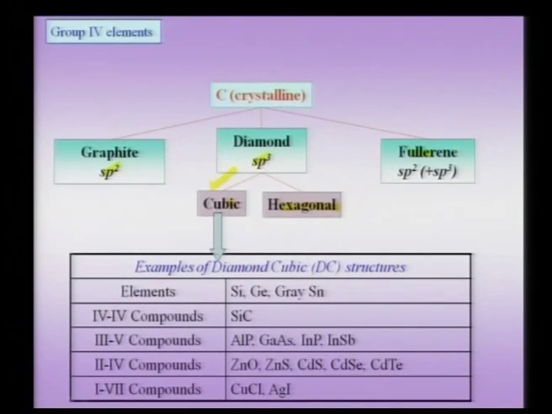Examples of diamond cubic crystal structures, many of which we have already seen, are silicon, germanium and gray tin. There are important compounds like silicon carbide, which is a very hard phase and which has important technological application. We have seen the semiconductor examples like aluminum phosphide, gallium arsenide and indium phosphide, and there are compounds like zinc oxide, zinc sulphide and cadmium sulphide, which are also very important technologically. So, there are many examples, both elements and compounds, which go into the diamond cubic structure.